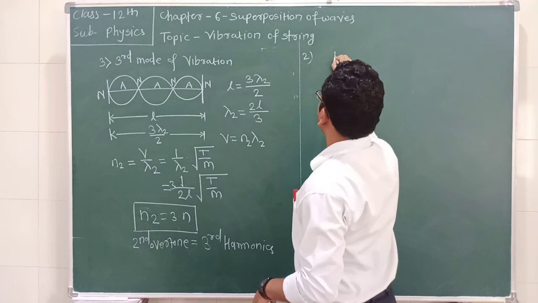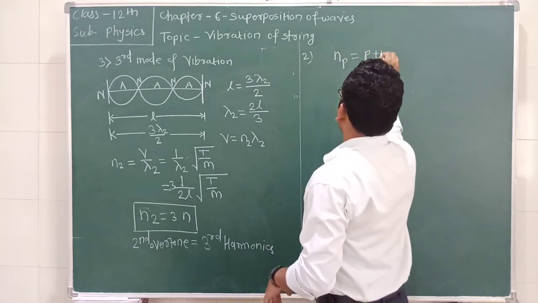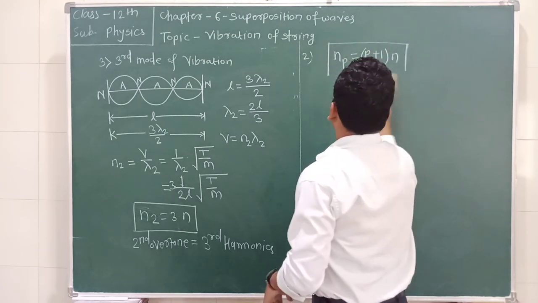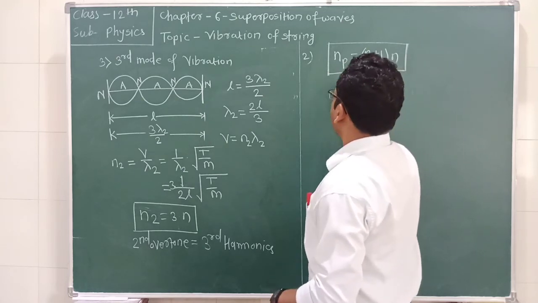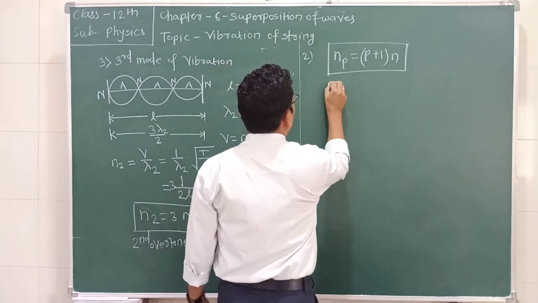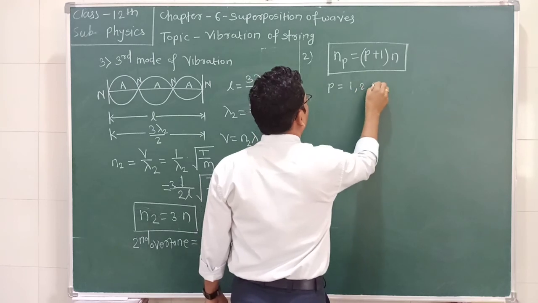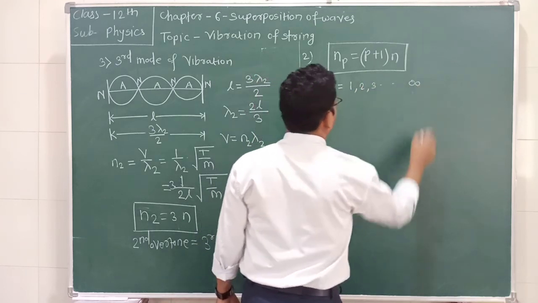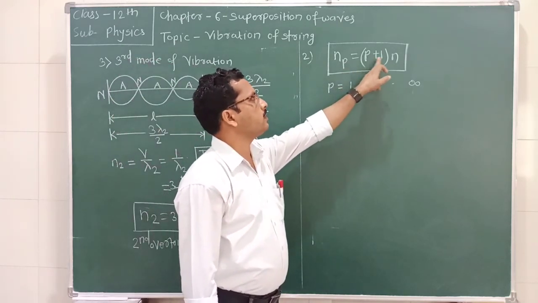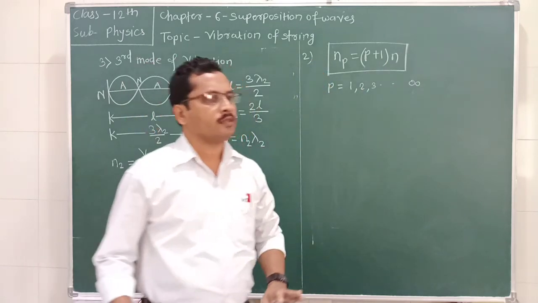This general relation is n_p is equal to (p plus 1) into n. Here p is any integer, and this integer varies from 1, so p has values 1, 2, 3 up to infinity. So for p equal to 1, n1 is equal to 1 plus 1, that is twice n. First overtone is equal to second harmonic, like that.